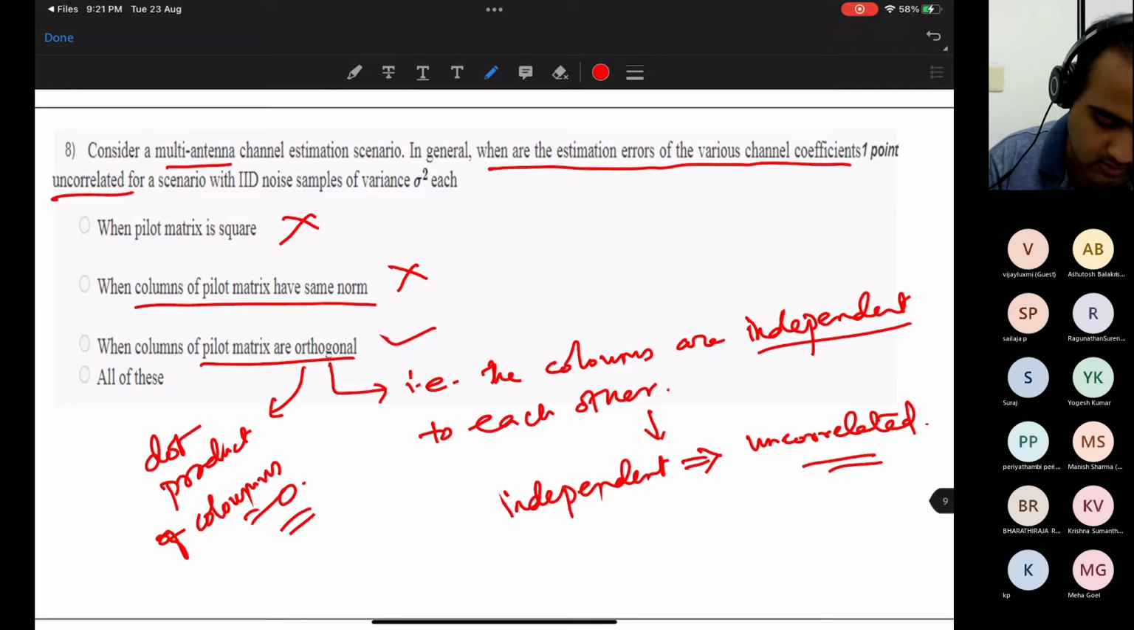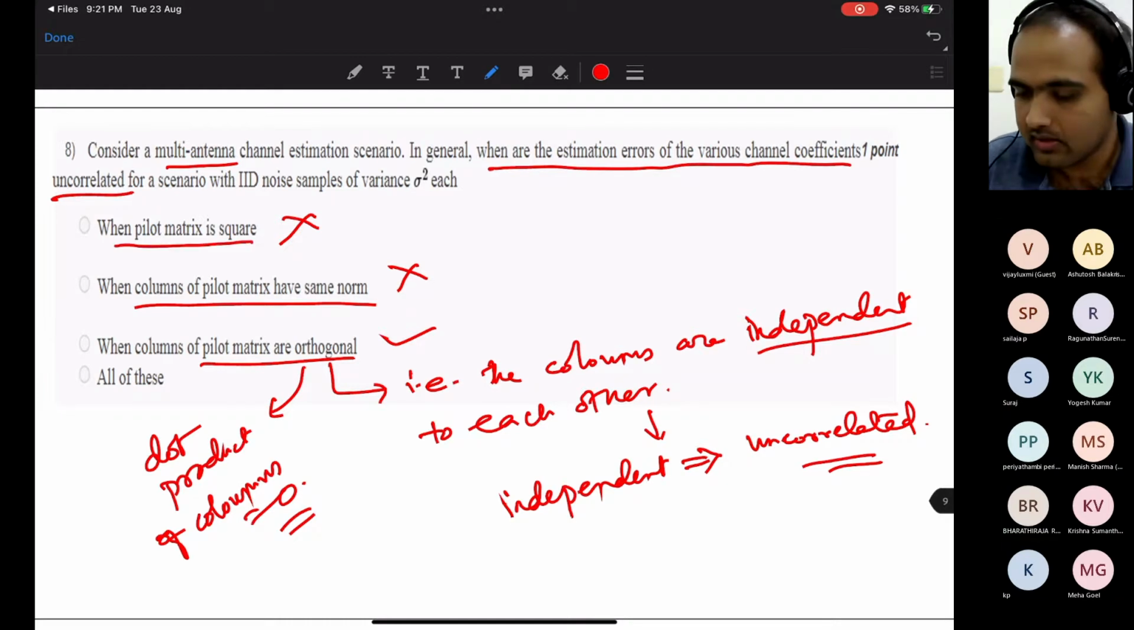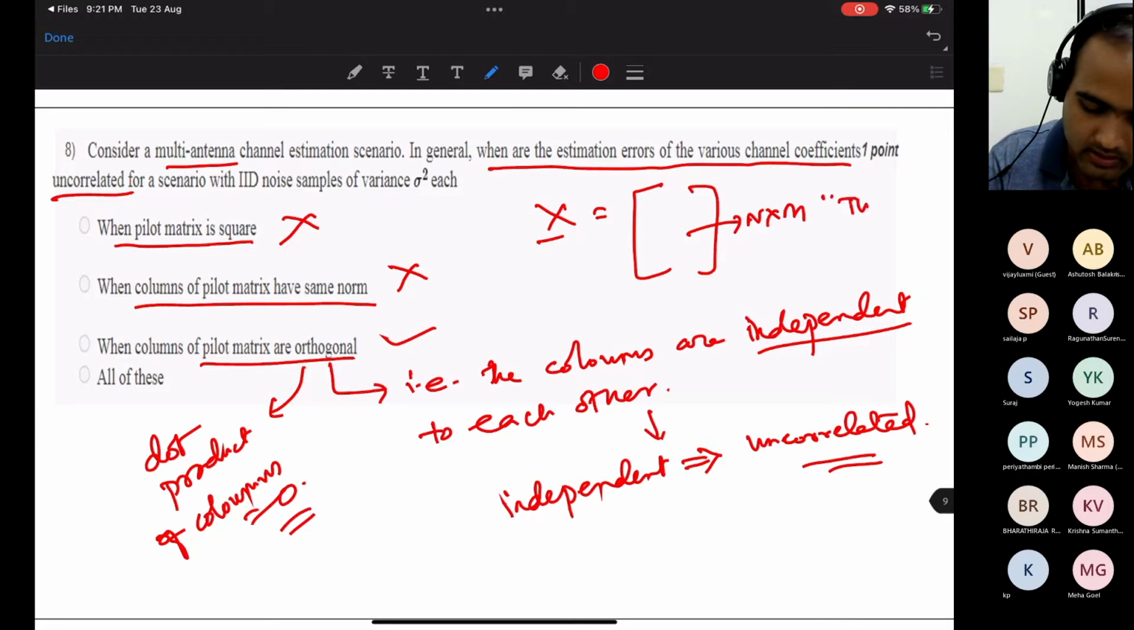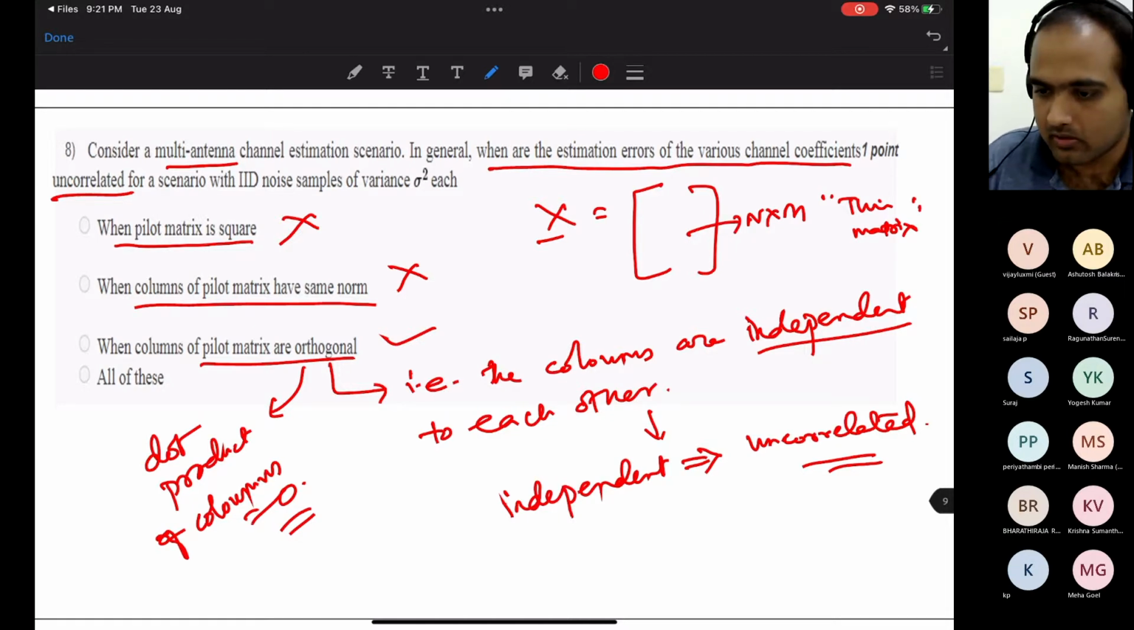So consider a multi-channel, multi-antenna channel estimation. When are the estimation errors of various channel coefficients uncorrelated? So when the pilot matrix is square: is it necessary that the pilot matrix, which is X, has to be a square matrix? No. We saw that if X is an n cross m thin matrix, then also you can compute the channel coefficients. How? Through the pseudo inverse. So it is not necessary that the pilot matrix be square, because we are using the pseudo inverse manipulation.